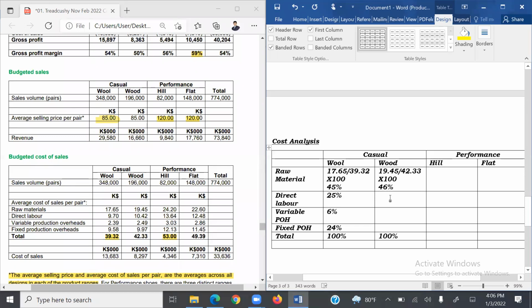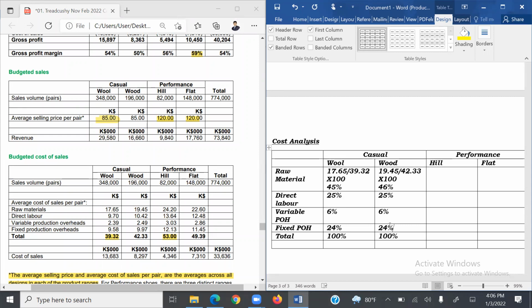Can you do the same contribution for the next one as well, please? The next one is 25%, if I'm not mistaken. So I'll write down 25%. Then the variable production overhead, students, can you please tell me what the contribution is in this case? It is again a 6% contribution. So I will write down 6% here. And the fixed production overhead contribution should effectively be 24%, if I'm not mistaken.